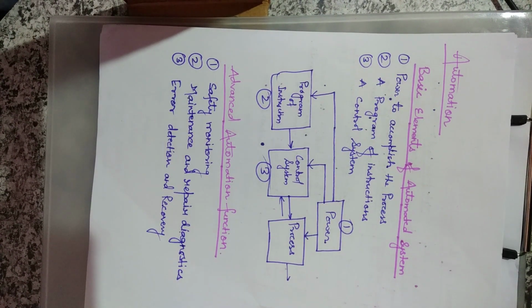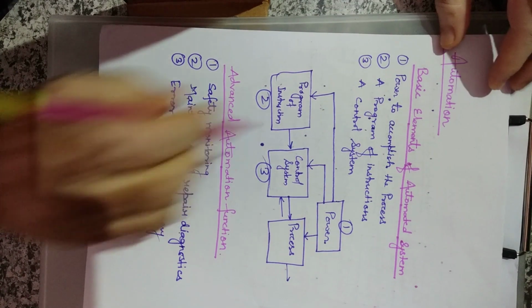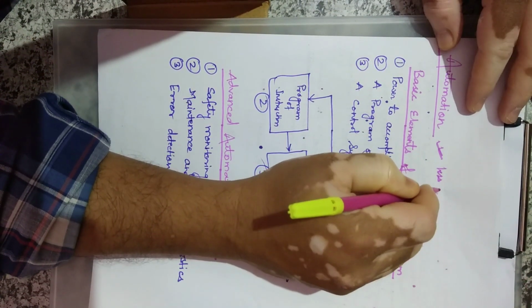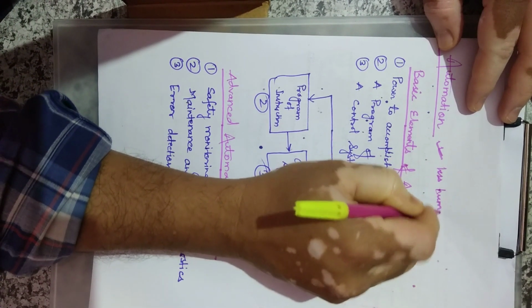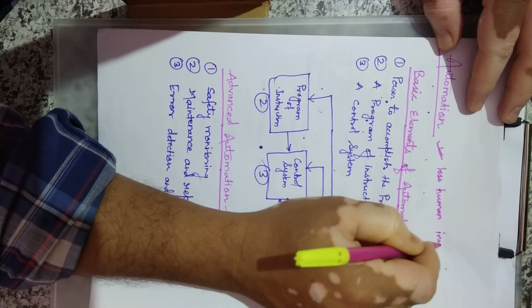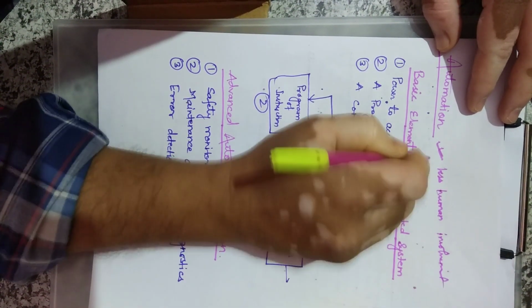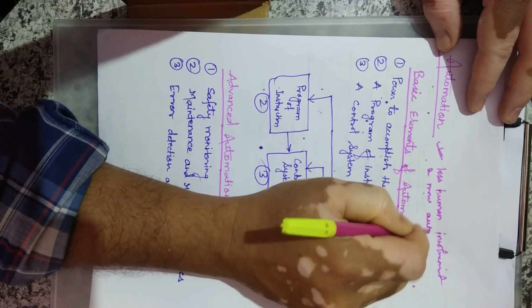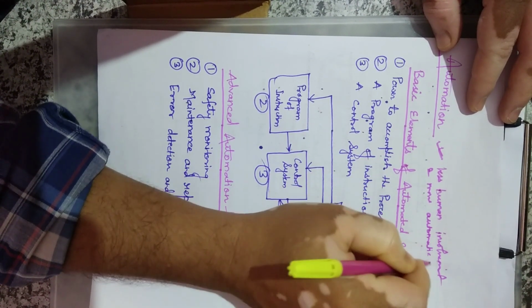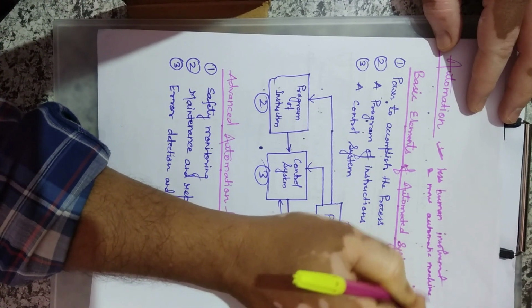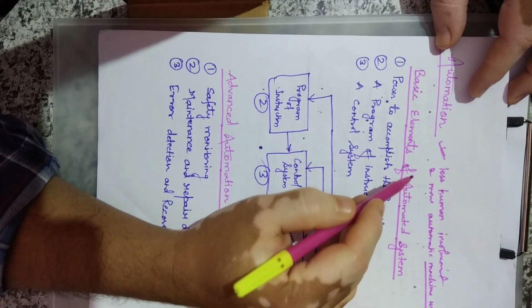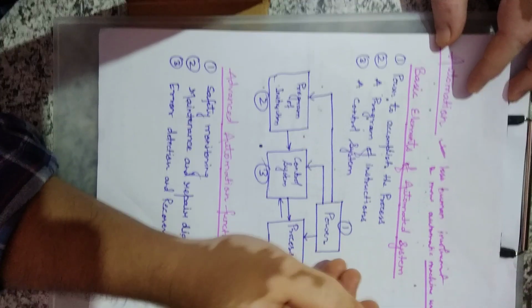Today we will discuss automation. The word automation itself means less human involvement and more automatic machines used.